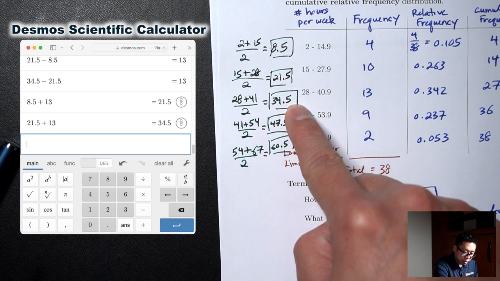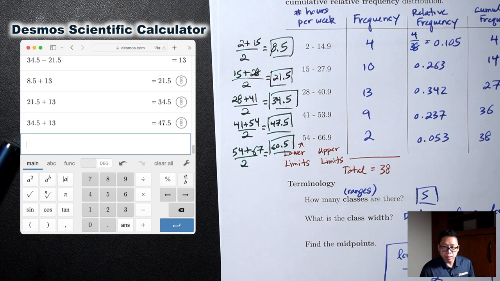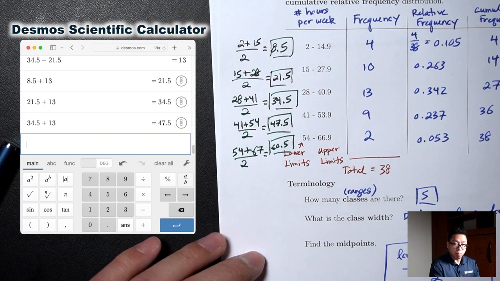34.5, okay? Add 13 again. So 34.5 plus 13 is 47.5. So that's another way, a quicker way to get the midpoints.